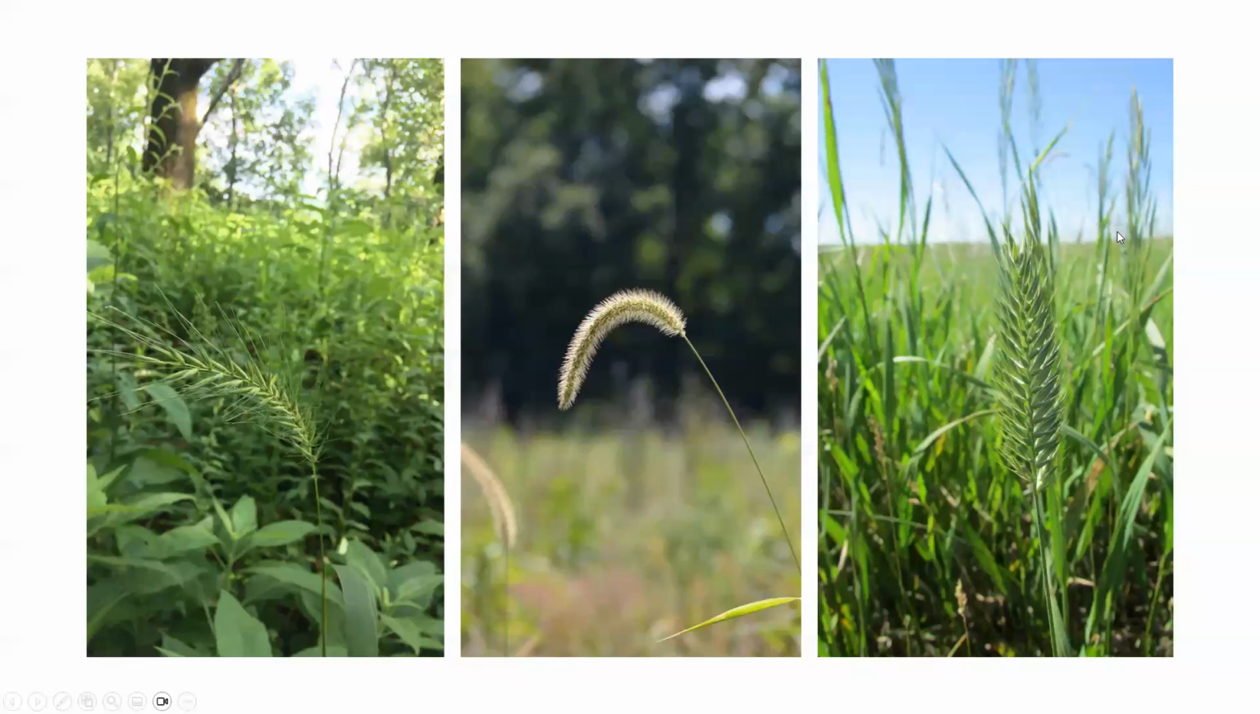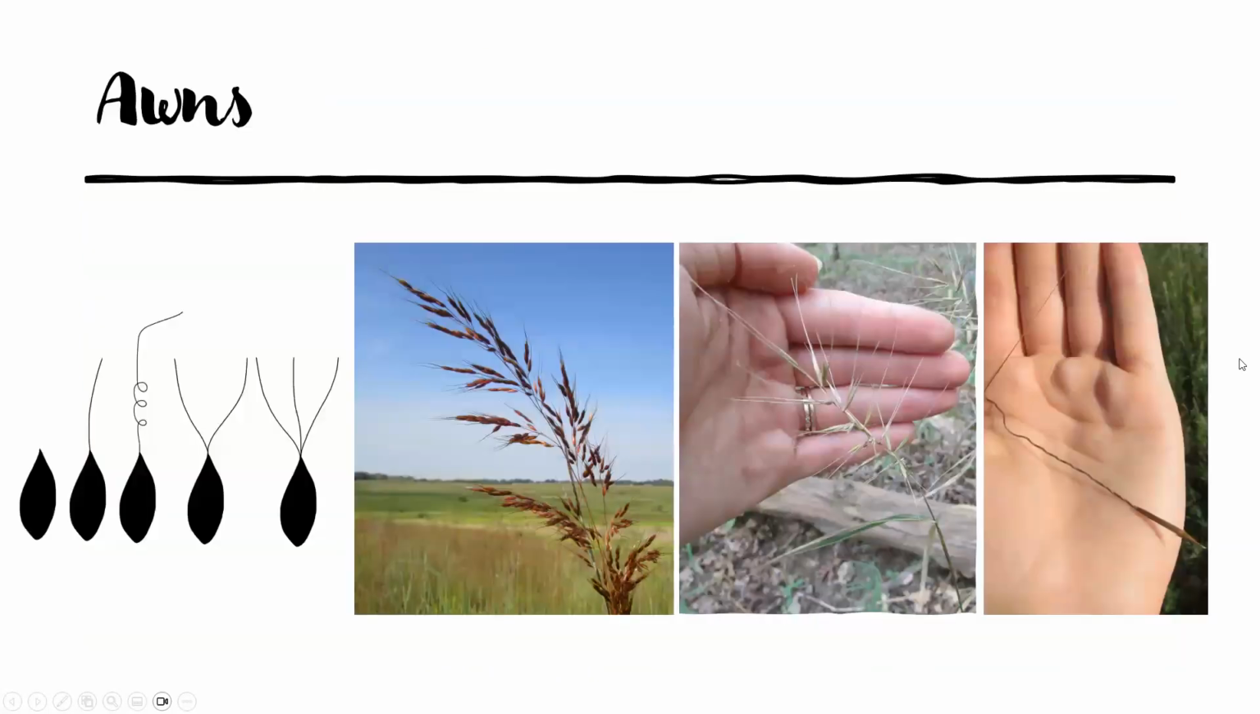Okay, and then one more. These are all going to be spikes. So in this case, all of our spikelets are directly attached to that main stem. And we call that a spike. Okay. I think I've got two more terms for you, and then we'll dive into individual grass identification.